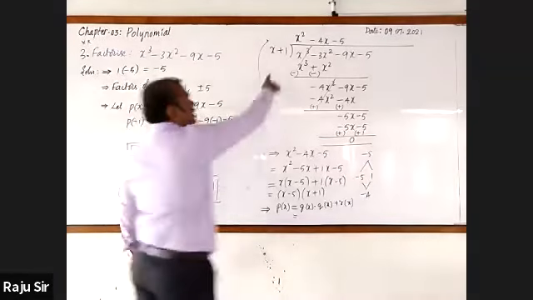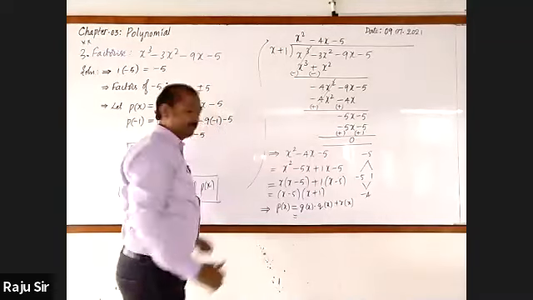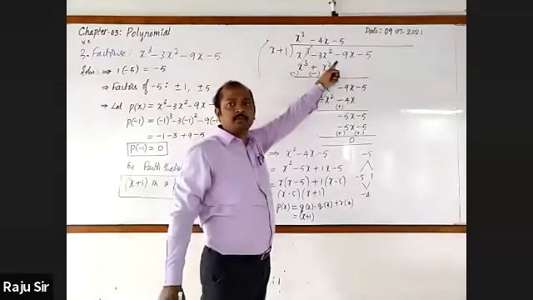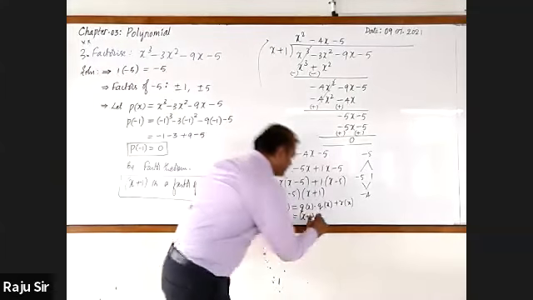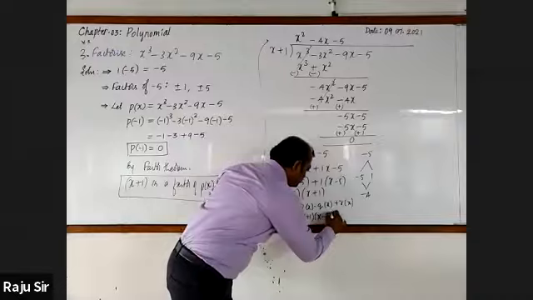Yes, sir. This is equal to g of x, and g of x is x plus 1. Q of x is x square minus 4x minus 5, which has been factorized as x minus 5 into x plus 1. So x plus 1 into x minus 5 into x plus 1, plus r of x, the remainder.